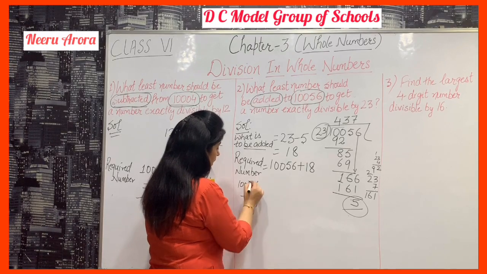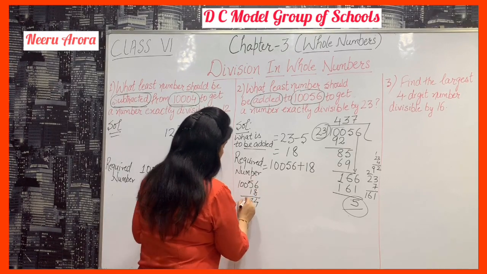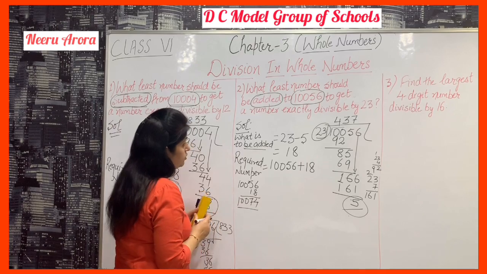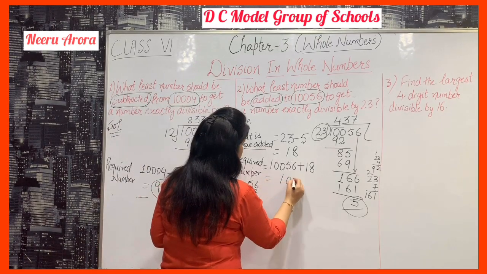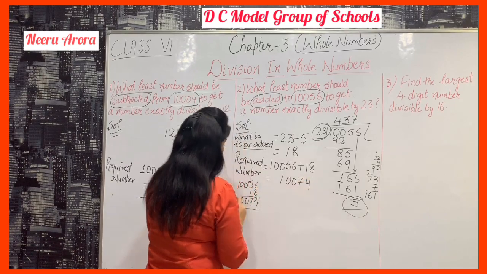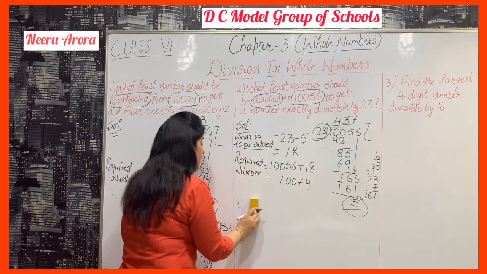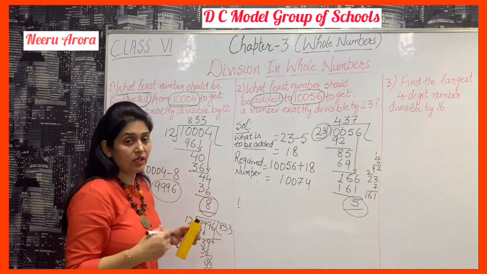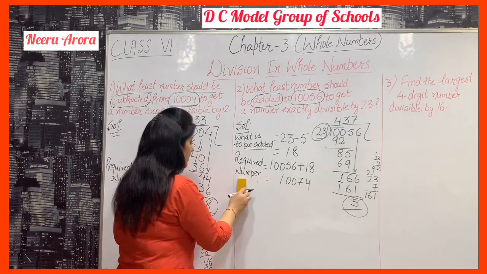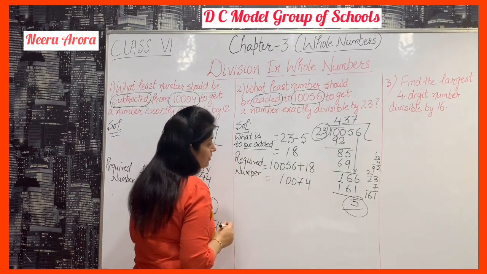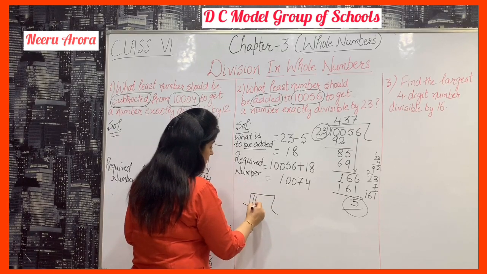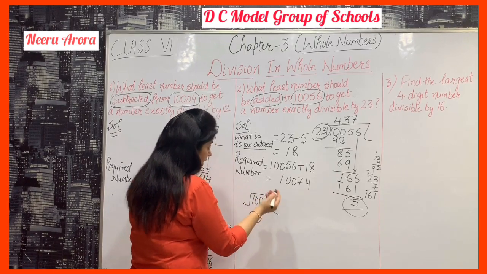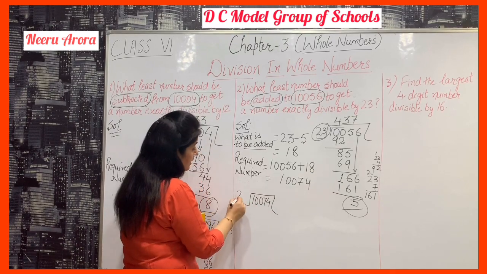When we add 18 to this, what do we get? Here it comes 10074. I'll tell you why we have taken this. There is one other way also. Let's see, first check whether this is divisible by 23 or not. First check whether whatever we have taken out is divisible by 23 or not.